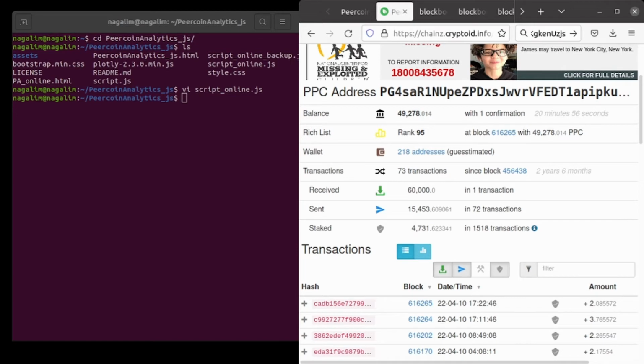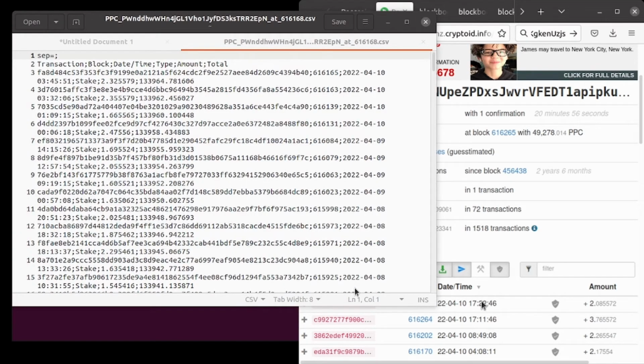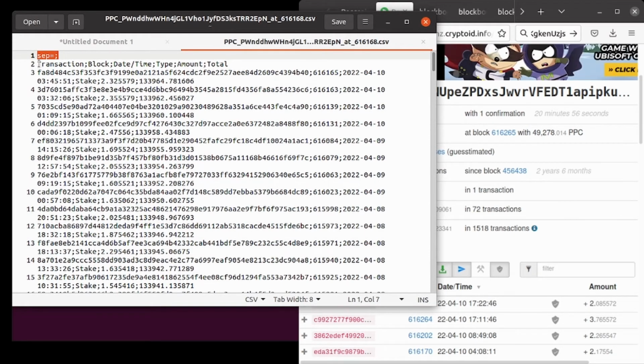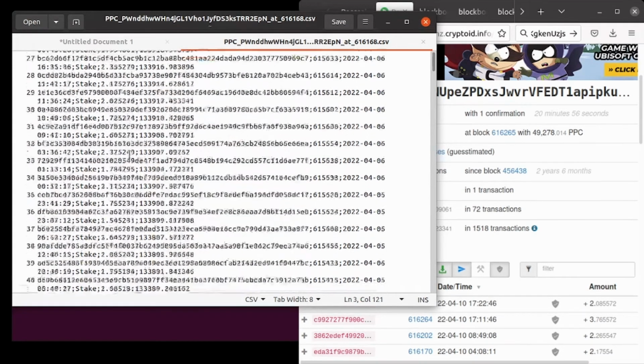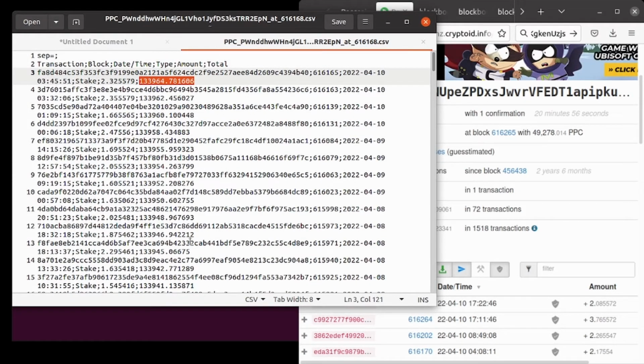Okay, so CSVs, what even are they? So it looks like this. You got your header, and then you got a transaction ID, you got a block. So both of those aren't really going to be useful to me. You got a date, that's useful. Type, that's useful. Amount, that's useful. And you have a total. Right. Okay, and so basically what we're going to do is we're going to try to analyze this. We're going to try to feed it back into all of my stuff.